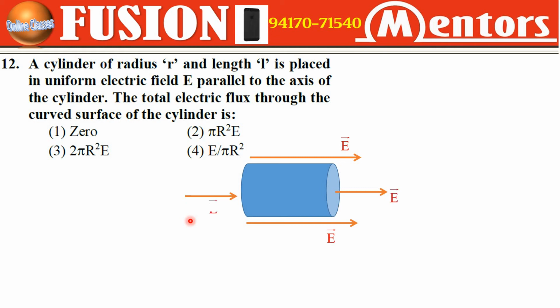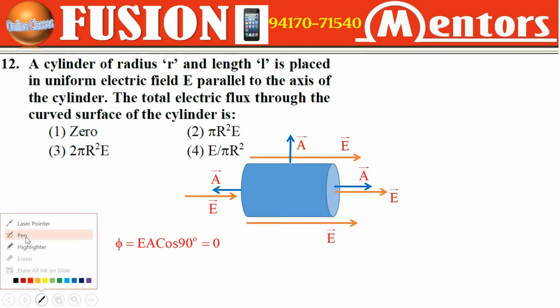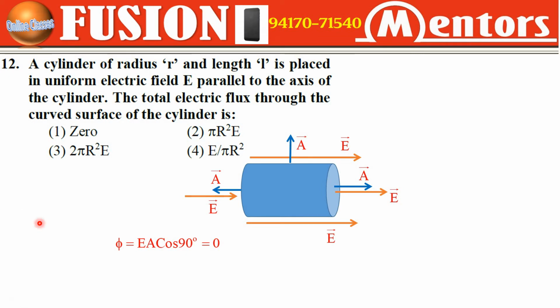Okay, you got the idea. I would draw more vectors, but this area was not required. So we have to find electric flux only through the curved surface. So the angle between A vector and E vector everywhere on the curved surface is 90. The angle between E and A is 90 degrees everywhere on the curved surface. So electric flux is equal to 0.